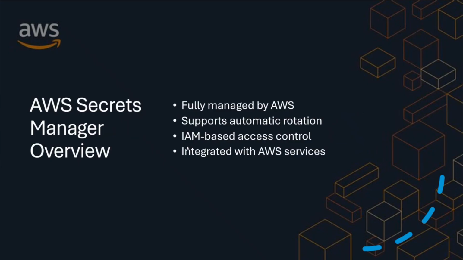AWS Secrets Manager is a fully managed service that simplifies secret storage and access. It supports automatic rotation using Lambda functions, integrates with IAM for fine-grained access control, and works seamlessly with other AWS services like EC2, RDS, and Lambda. You can retrieve secrets securely via SDK, CLI, or environment variables, which makes it ideal for cloud-native applications.